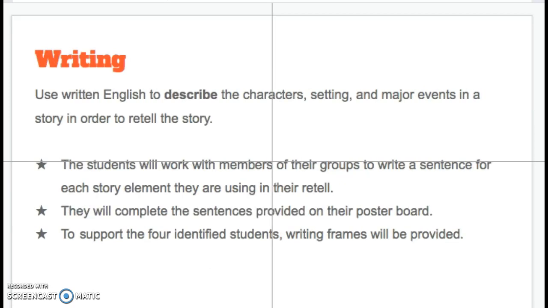For the writing portion, the students will work with members of their group, and they're going to write a sentence for each story element that they're using in their retell, or each key detail that they're recalling. They can either copy the sentence frames, or they can simply glue the sentence frames onto their poster board. So the writing frames will be provided for all 4 of those students.